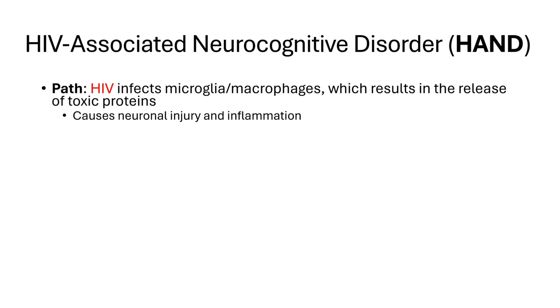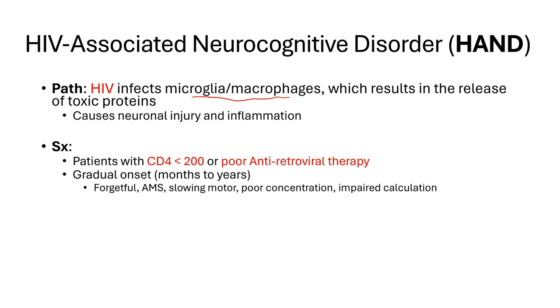This is where HIV infects specifically microglia or even macrophages, which results in the release of toxic proteins. This can cause injury and inflammation to the CNS. This is not a demyelinating syndrome. In fact, this is typically more common in HIV patients, hence the name. We typically see this in individuals with a CD4 count less than 200 or individuals who are very poor at taking their antiretroviral therapy, or their HAART treatment.